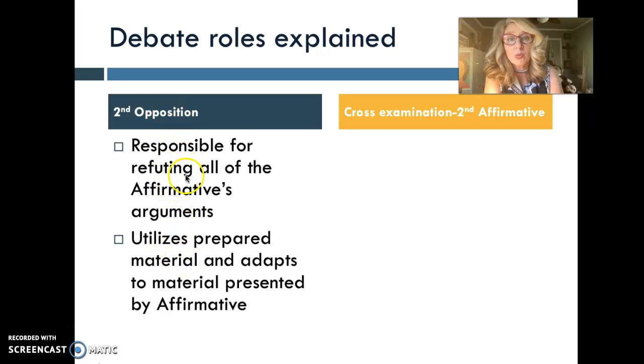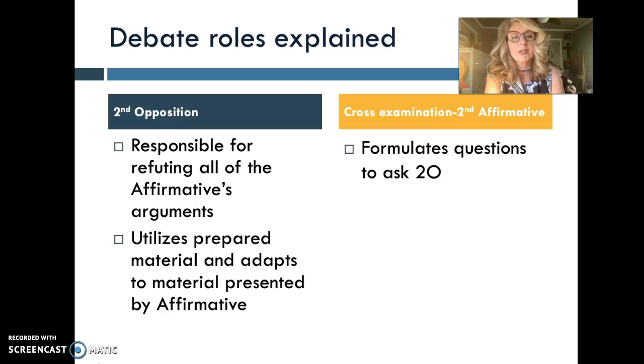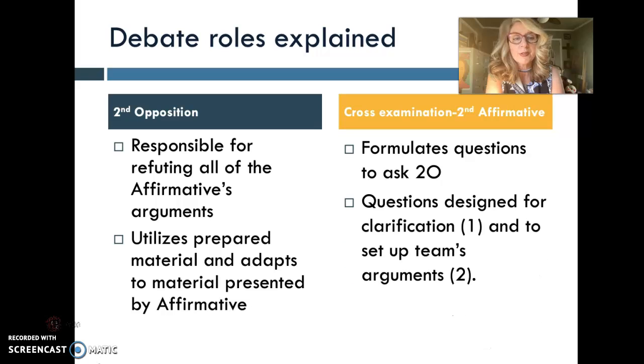So the person you have in this role needs to be very flexible and easy to adapt in situations. Oftentimes you think of the second person as not being the leader, but I'm telling you, the second person on the opposition side, the negative, has a much harder row to hoe than actually the first opposition. This is hard to do. So keep that in mind when you all are figuring each other's roles out. Cross-examination by second affirmative formulates the questions. Same thing, designed for clarification and to set up that team's arguments.